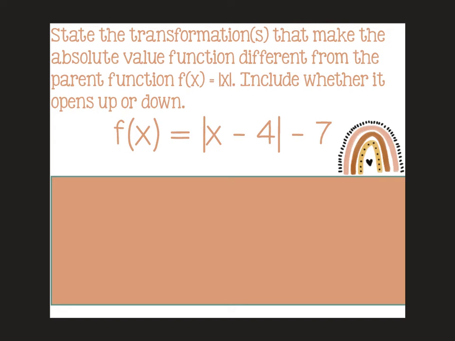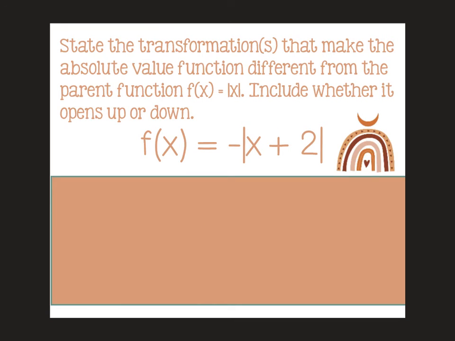So this one, we have this minus 4. Now this part's kind of weird. It's always the opposite of what you think. To me, I would think minus 4 means left 4, but it's the opposite. So this is going to go right 4. And then this means up or down, so this is going to go down 7. Okay, for this one, I have a negative out in front, so this means it's going to open down. This part, remember, it's always the opposite, so this is going to be left 2.